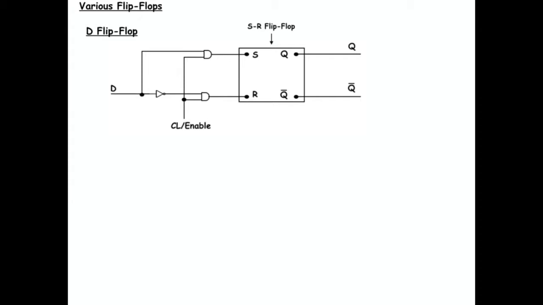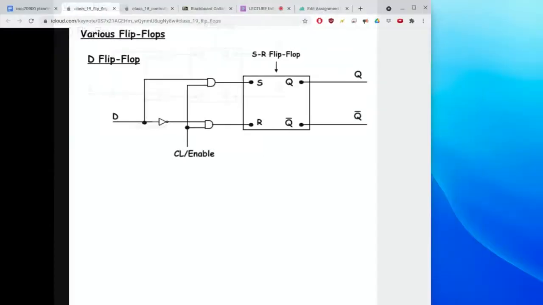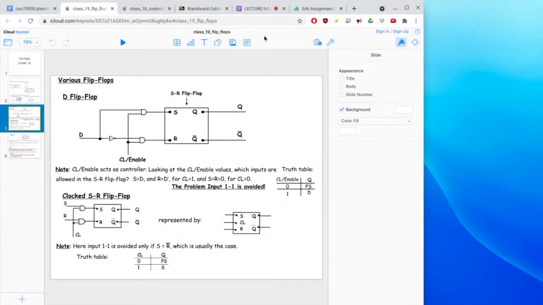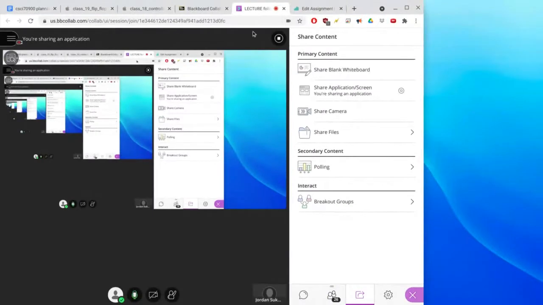I apologize, but I need to let the plumber into the apartment, so I'm going to pause the lecture. Just take this moment to look at the slide. I have to let the plumber in. Apologies.